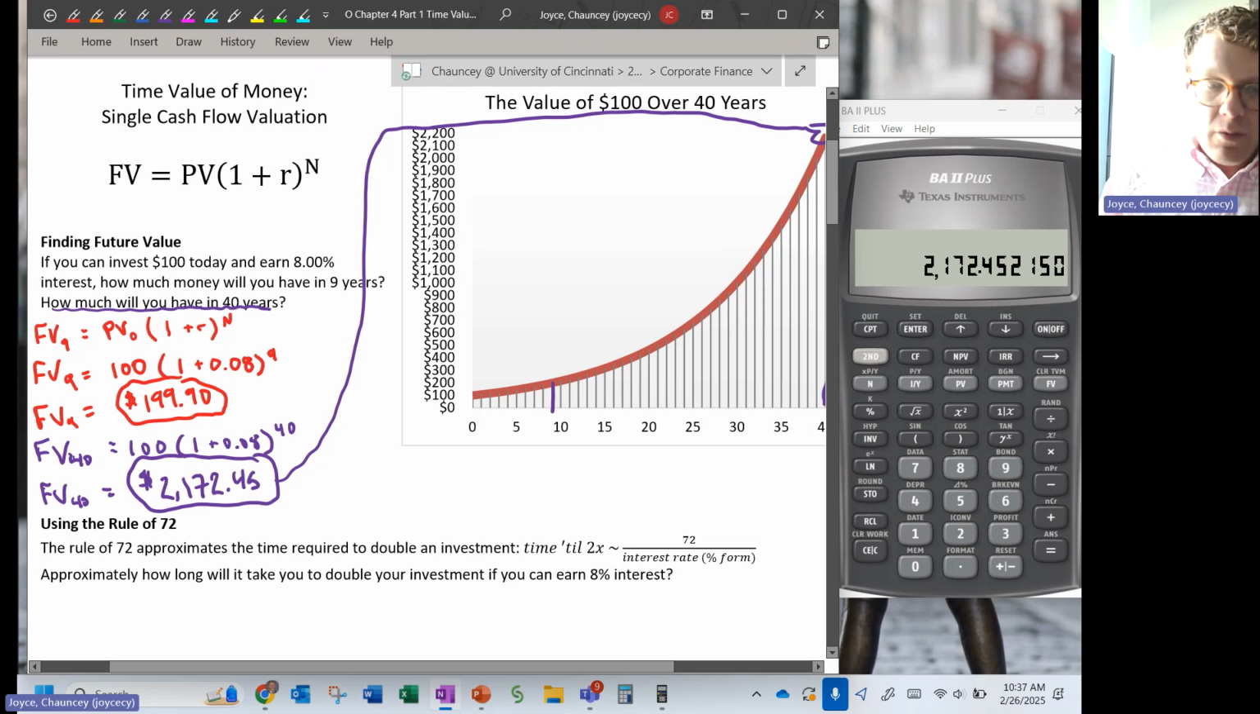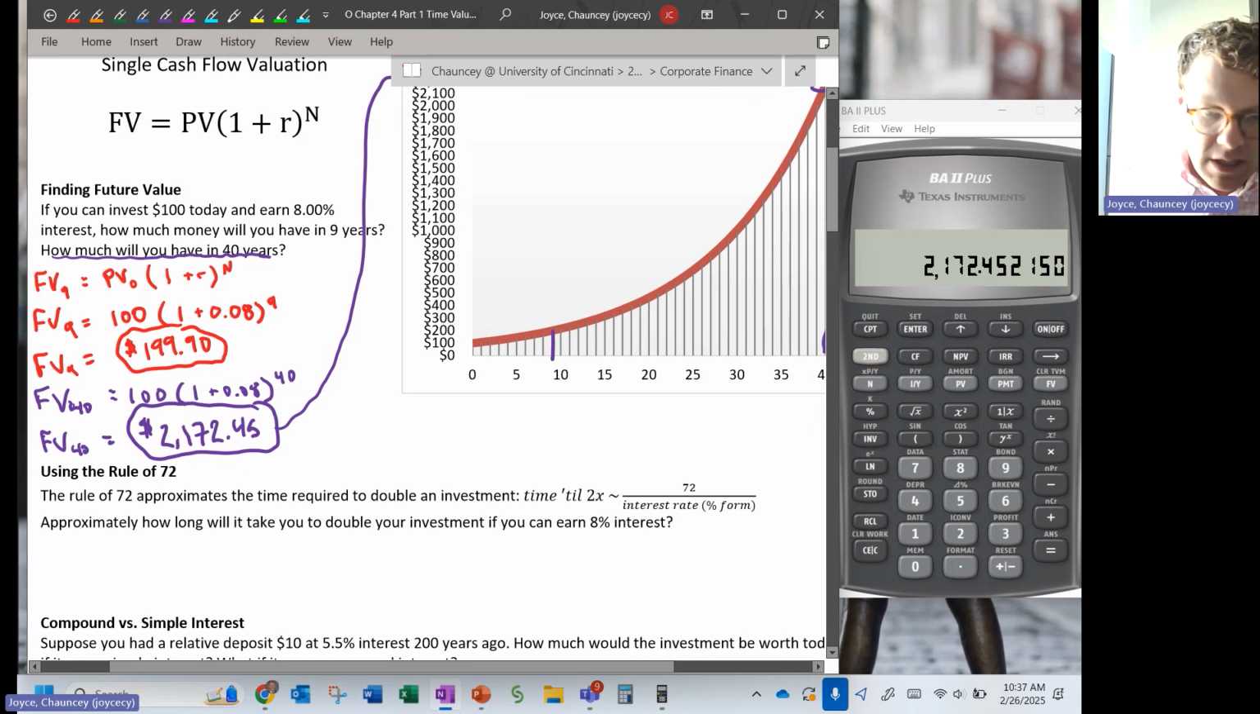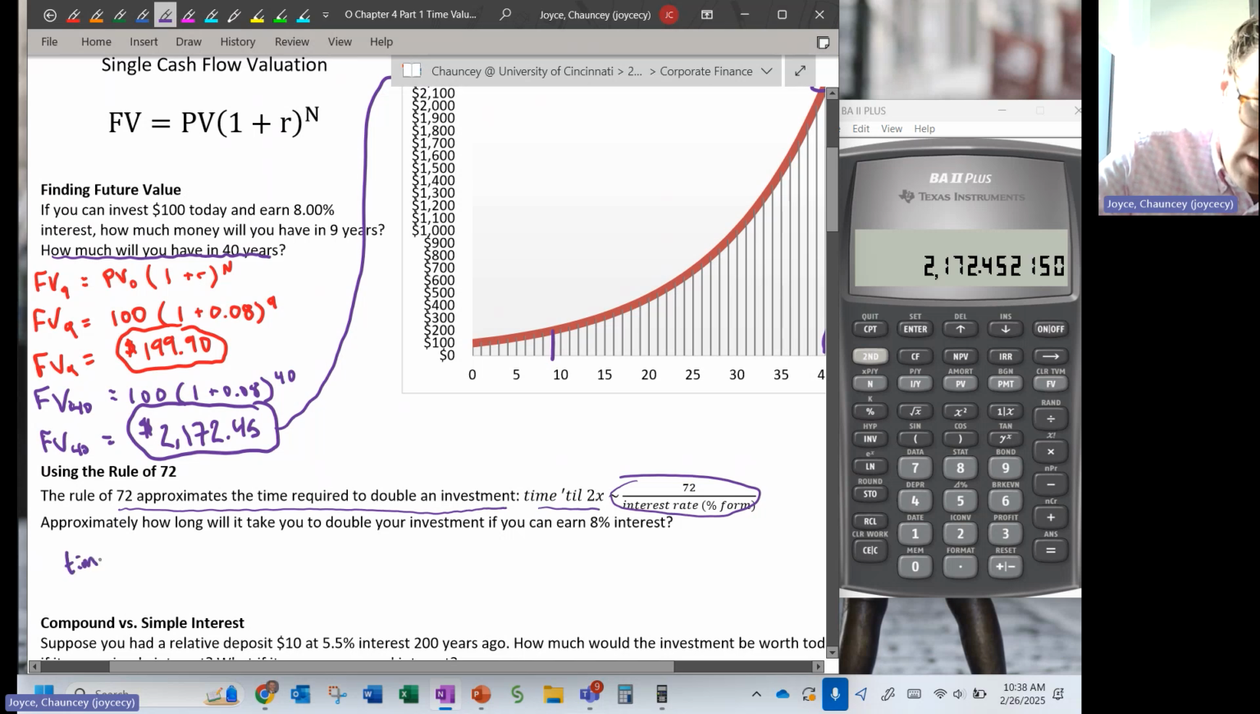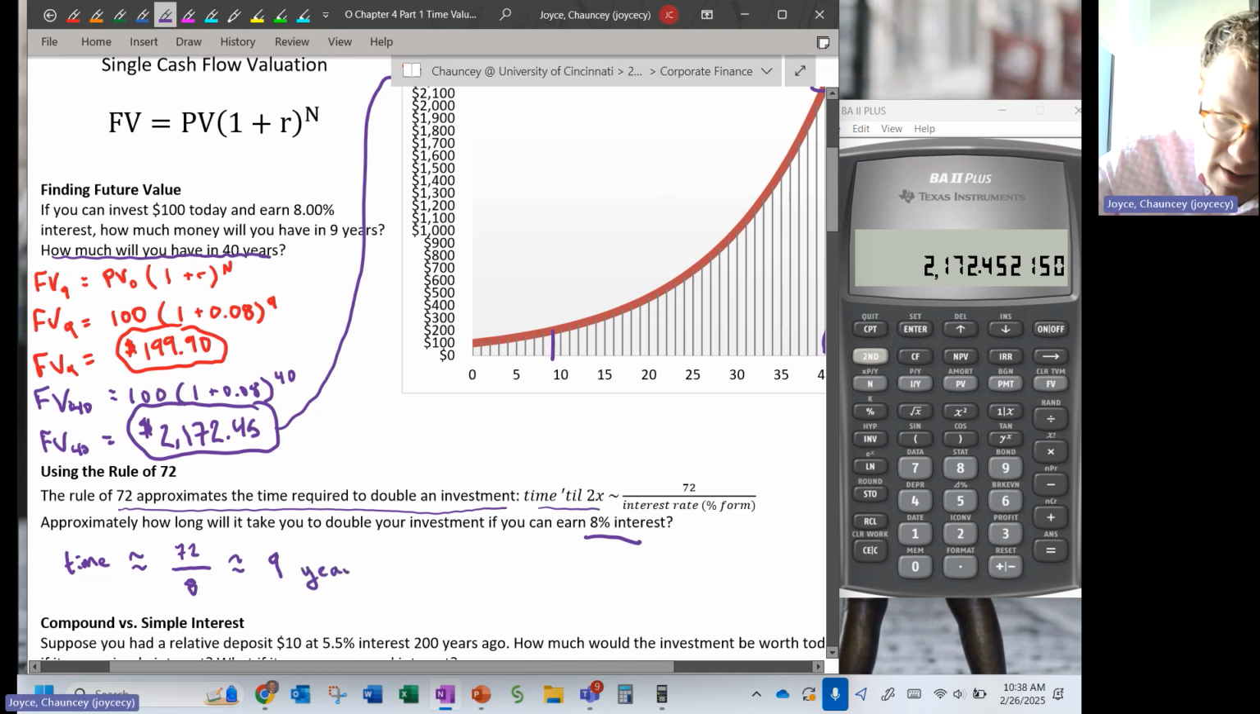So since we mentioned doubling, we can't mention doubling and time value of money without mentioning the rule of 72, which approximates the time required to double an investment. So I put time until 2x is approximately 72 over the interest rate. So I'll put time here. That's approximately 72, and the interest rate here is 8%. So 72 over 8 in percentage form is about 9 years. And in fact, that's what we saw with the problem before. We had 9 years, we had an 8% rate, and the future value was almost $200. So that was a doubling in 9 years.